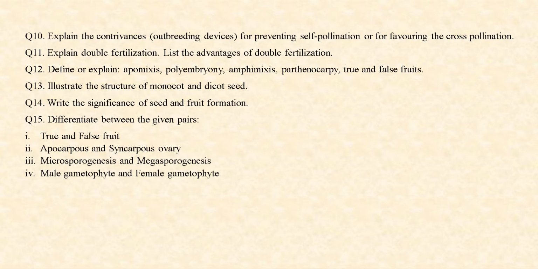Then the illustration of the structure of monocot and dicot seed, mainly for monocot maize grain and for dicot bean seed. Then write the significance of seed and fruit formation. Then differences like true and false fruit, apocarpous and syncarpous ovary, microsporogenesis and megasporogenesis, and lastly male gametophyte and female gametophyte. Okay, so these are the important topics from chapter number 2.